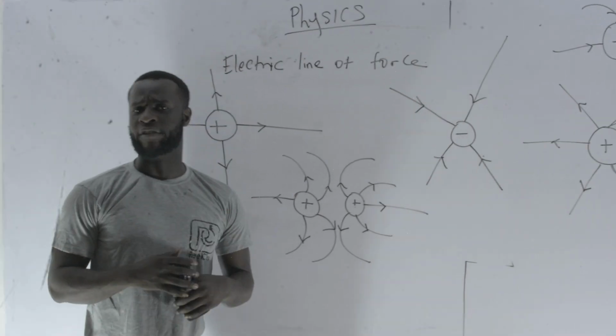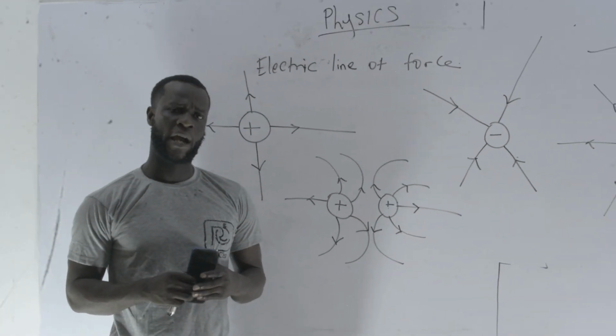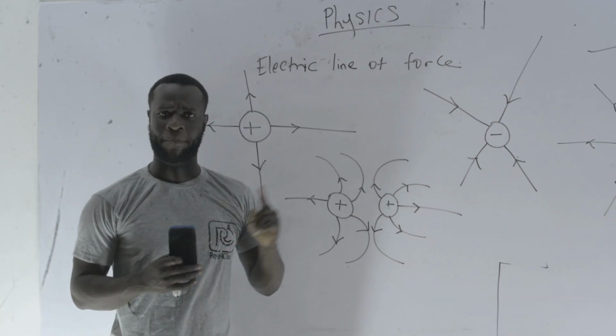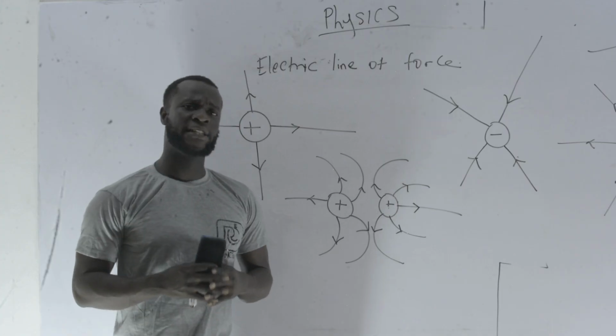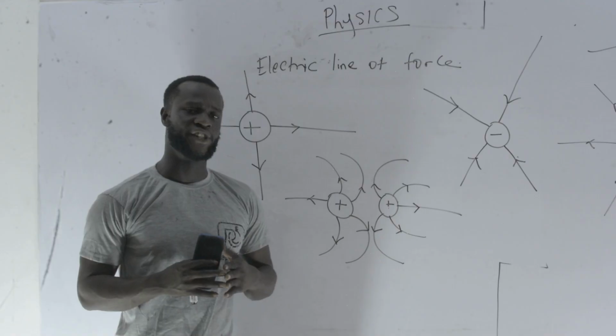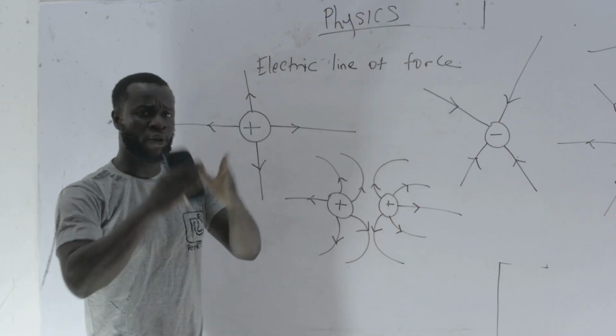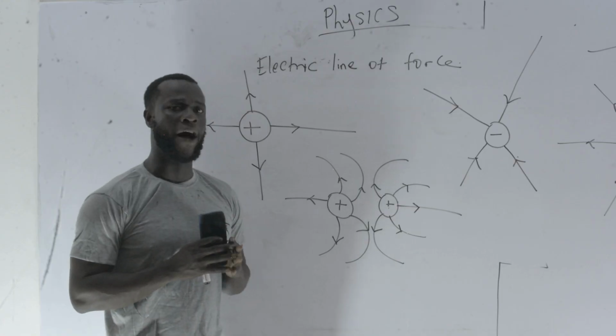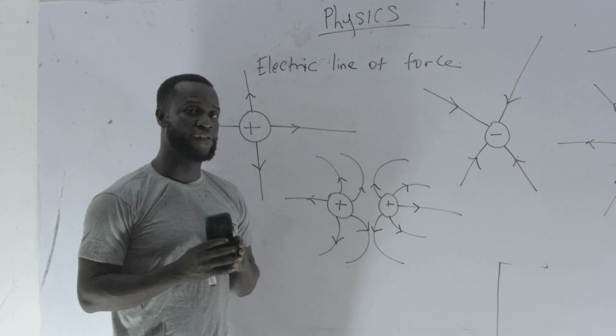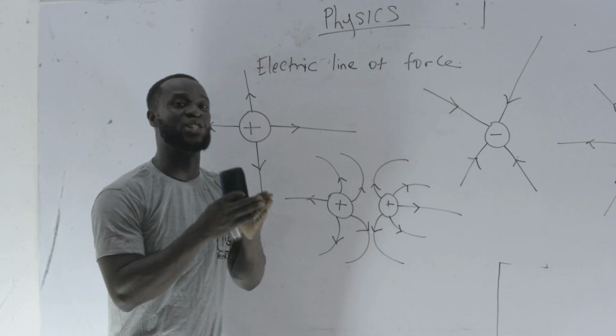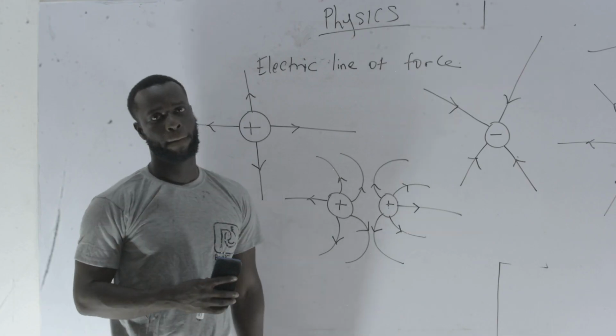There are other characteristics of electric line of force. I've already said that electric line of force are imaginary, and that they start from a positive charge and terminate in a negative charge. I should also add that in a uniform electric field, the electric line of force are straight and parallel.